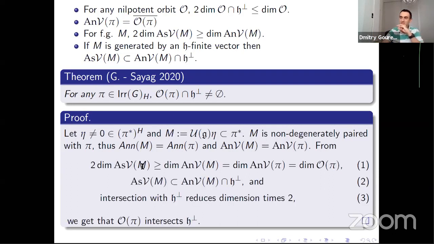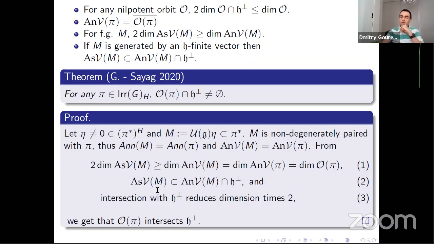So let me write this again. Twice the dimension of the associated variety of M is at least the dimension of the annihilator variety of M by this inequality, Joseph-Gaber theorem, which in turn equals the dimension of the annihilator variety of pi, because they are non-degenerately paired, have the same annihilator, which equals O of pi, because by this theorem in the previous slide, the annihilator variety of pi is an irreducible variety, and it's a closure of its top orbit, which by definition is denoted by O of pi.